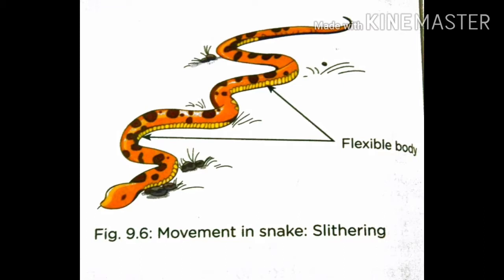A snake while moving makes many loops on its side. See the loops in that picture. The forward push of the loops against the surface makes the snake move forward. Some snakes can swim in water in the same way.